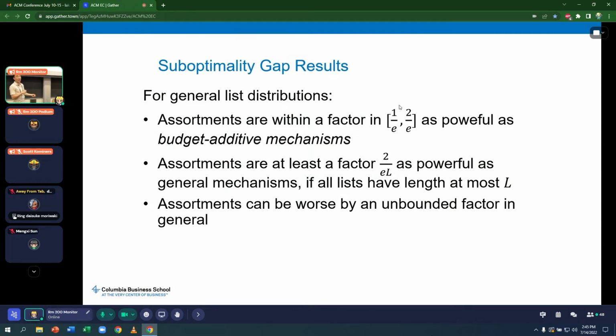We also show that for a general distribution, if all your lists are bounded to have length at most L, then we can get another constant factor approximation. And then we also show that generally, if you allow for arbitrary distributions over arbitrary lists and arbitrary mechanisms, then assortments can be worse by an unbounded factor. So you can't get a constant factor approximation.